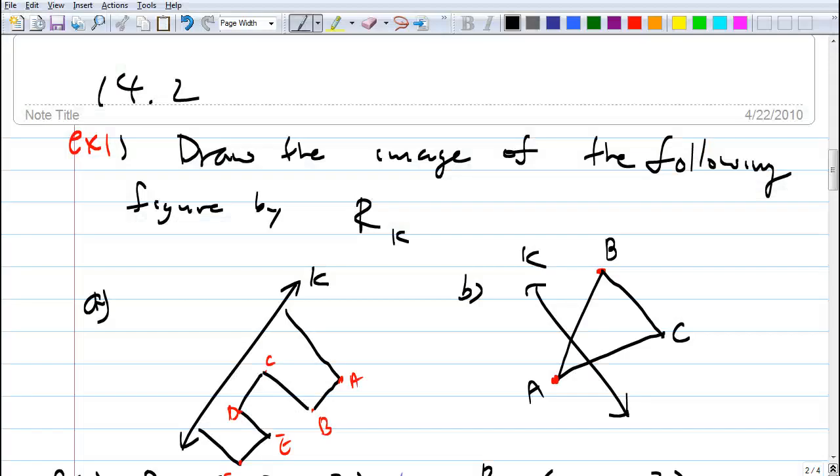Here we go. Why don't you all try this example? It says, draw the image of the following figure by R sub K. What do you think R sub K means? Yeah, reflection in line K. Okay, go ahead, everybody try. Knowing the definition, K has to be what? Every time you reflect, K has to be the perpendicular bisector of the pre-image and the image, if you were to draw a segment through those. Go ahead, everybody try. I'll wait.